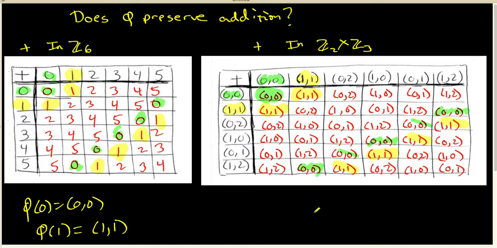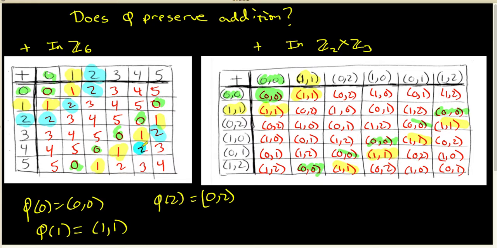And you'll notice that the yellow (1, 1)s fall in exactly the same places that the yellow 1s fall over here. Well, continuing this, let's see, phi of 2 was defined to be (0, 2). So let's select a color for that. Let's see, we haven't chosen this color yet. So here are the 2's in this blue color.